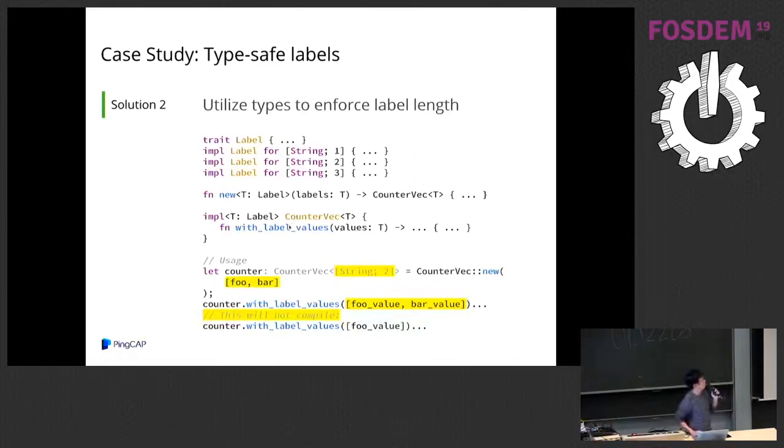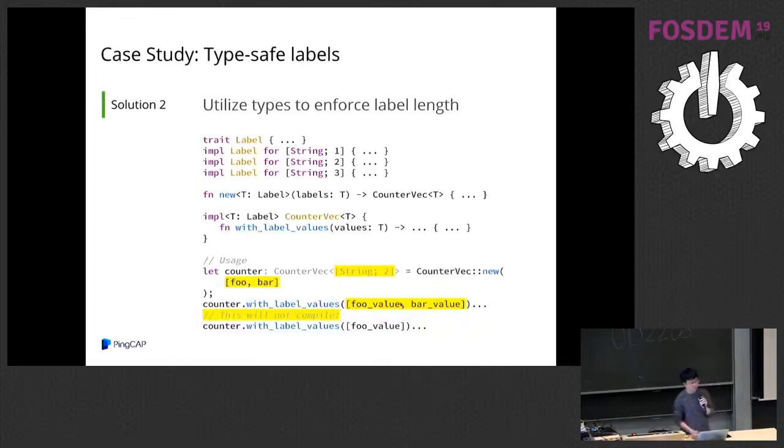And for the recording path, when we call with_label_values, we also accept this T. So as you can see in the usage, if you pass an array with 2 strings, you will create a CounterVec whose T is a string array with 2 elements. And when you use this metric, you also need to pass an array with 2 strings.